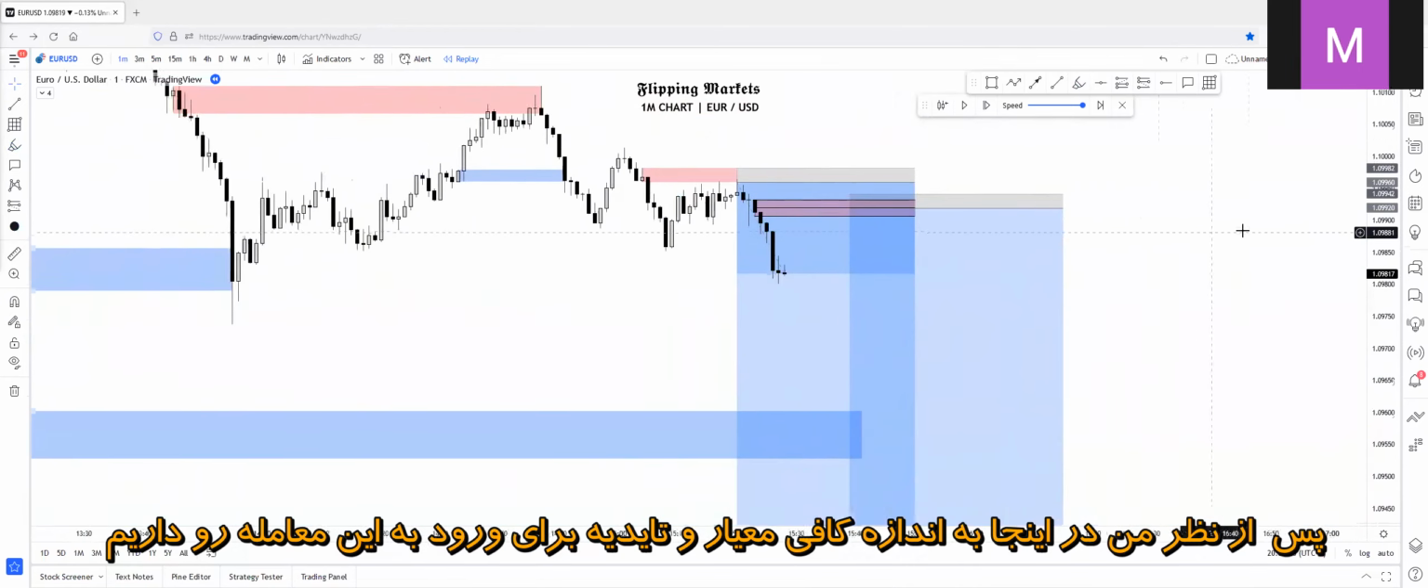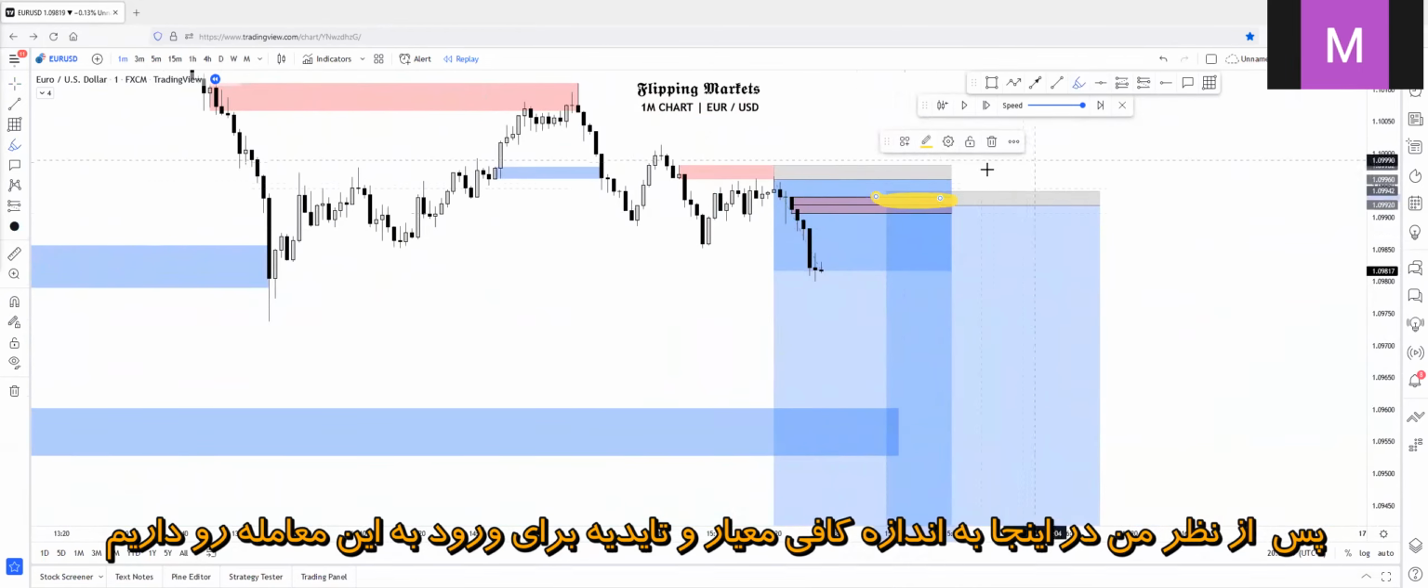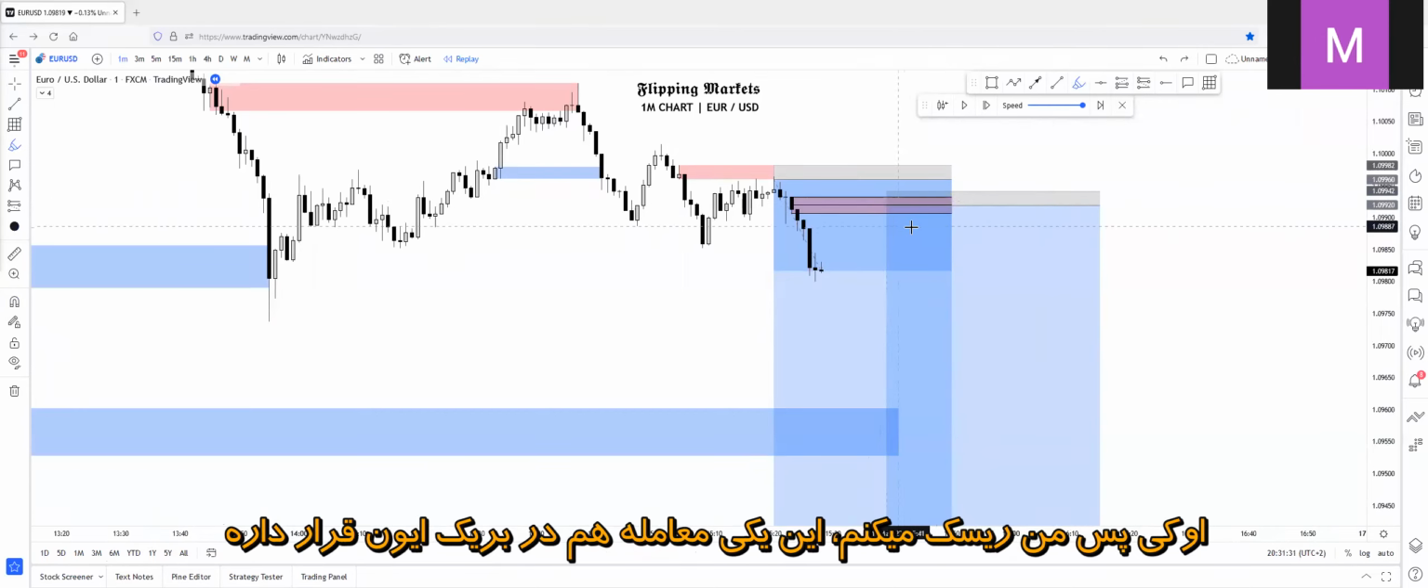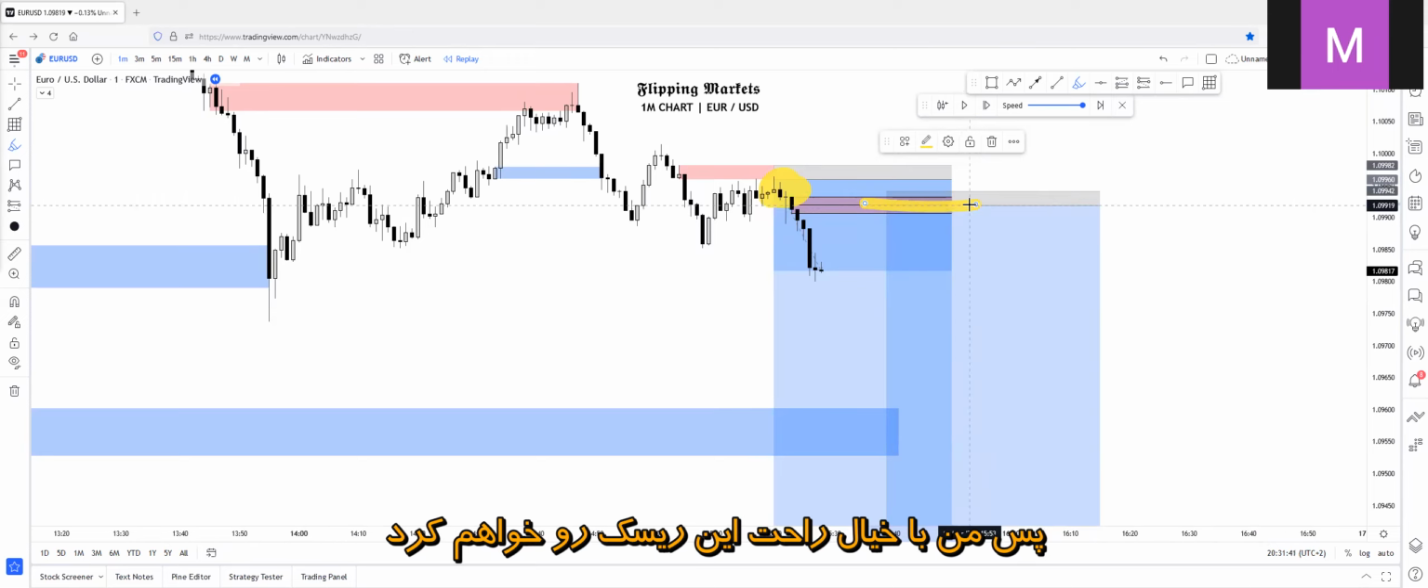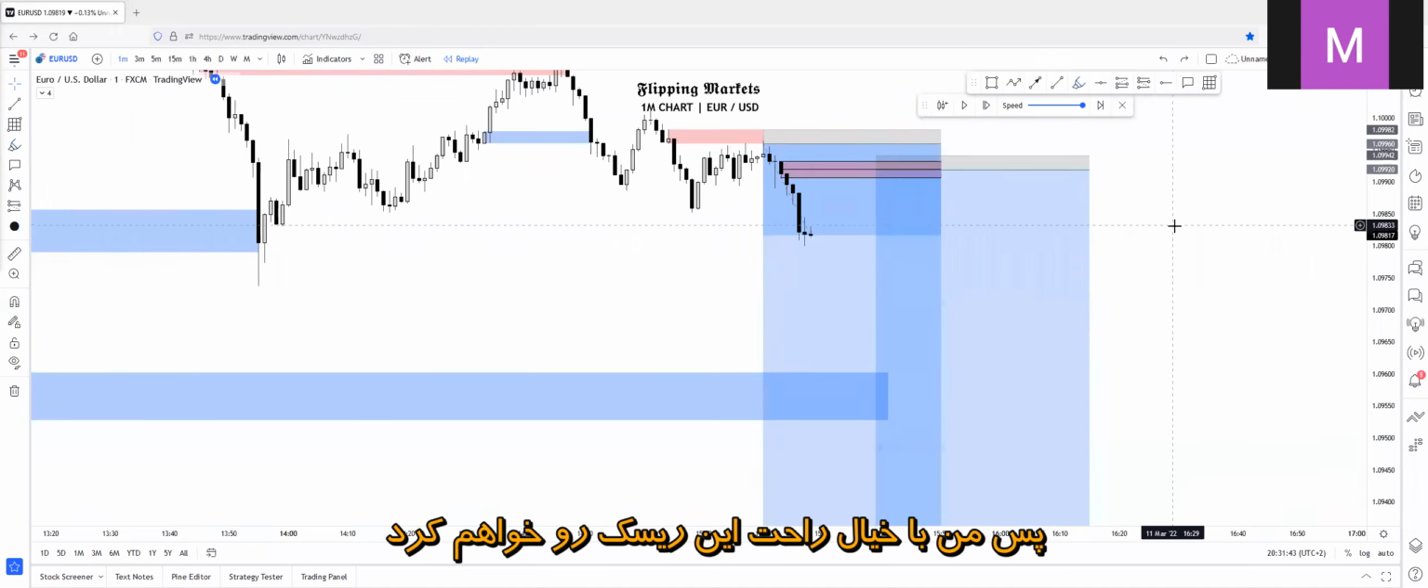This is perfectly enough confirmation for me to take this trade, because, okay, I'll be risking it. If I'm in this position currently, this is at break even currently. If this is swept out, I'll be taking a -1 risk reward ratio. That's perfectly fine for me. I'll be safely risking this position.